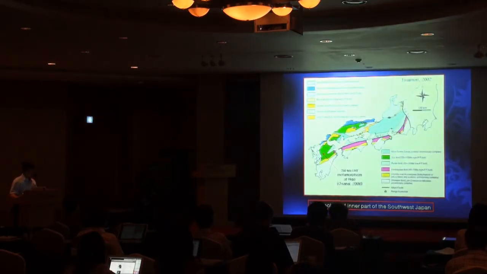This is a simplified geologic map of Japan. So this is a Paleozoic subduction complex. The Paleozoic subduction complex formed around the North China Craton before collision.